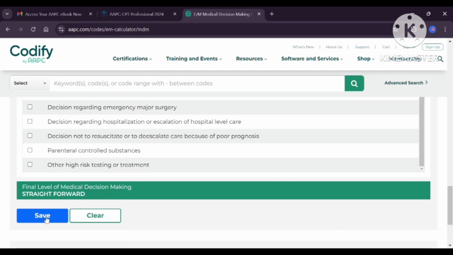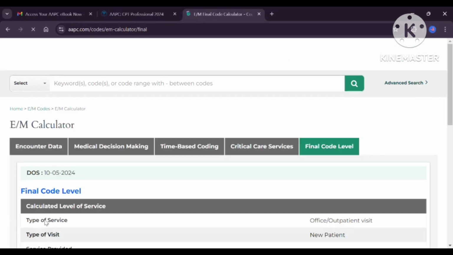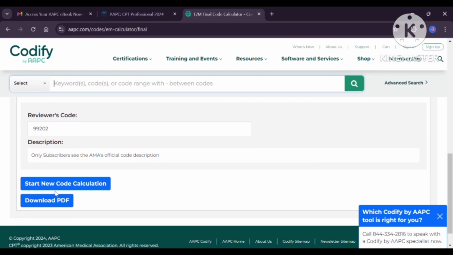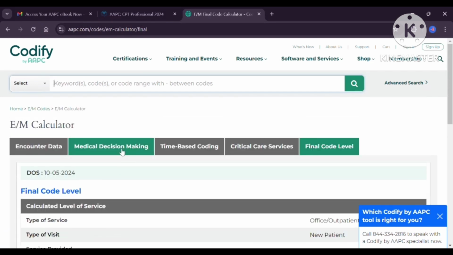Now, if I save this, I can find the code, what I have to use for this patient at the end of this. You can see the code is 99202. This is a code for a new patient as an outpatient service, and also the MDM was straightforward. So based on that, I have got the code 99202. So this is based on MDM calculation.